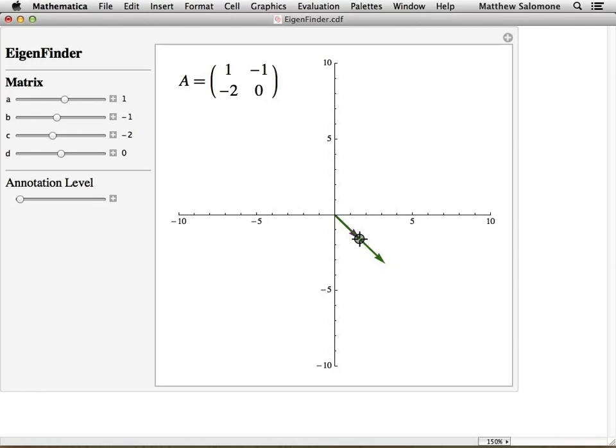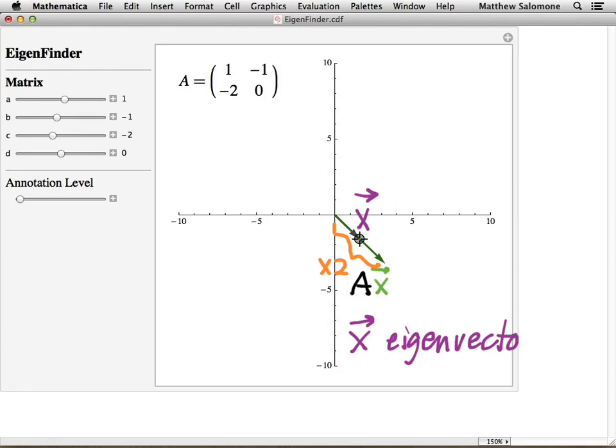Notice that for this particular vector x, when I multiply this vector by the matrix A, it sure looks like what happens is that this vector is getting sent into a multiple of itself. Namely, it looks as though this is just being stretched out. It looks roughly like the image is twice as long, but parallel to the source vector. We would say in this example that x is an eigenvector of the matrix A, and the eigenvalue associated with that eigenvector would be 2, the amount by which the matrix A is stretching out the vector x.